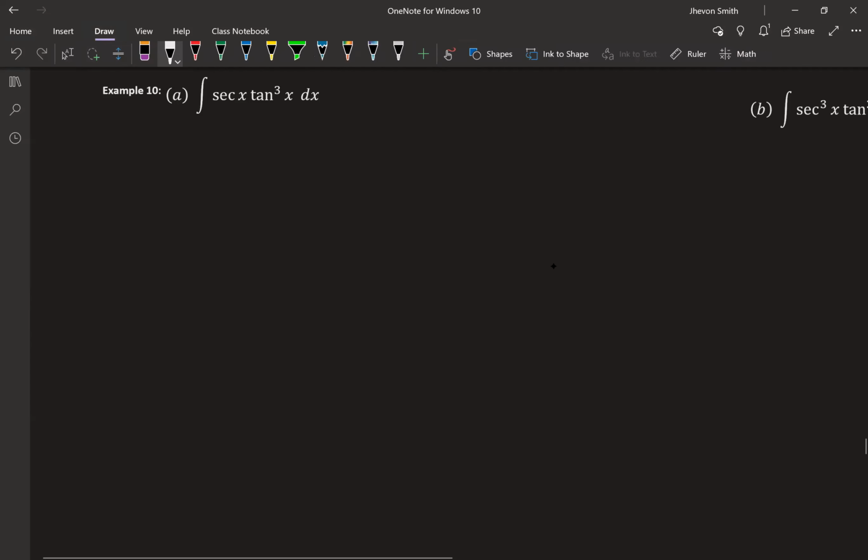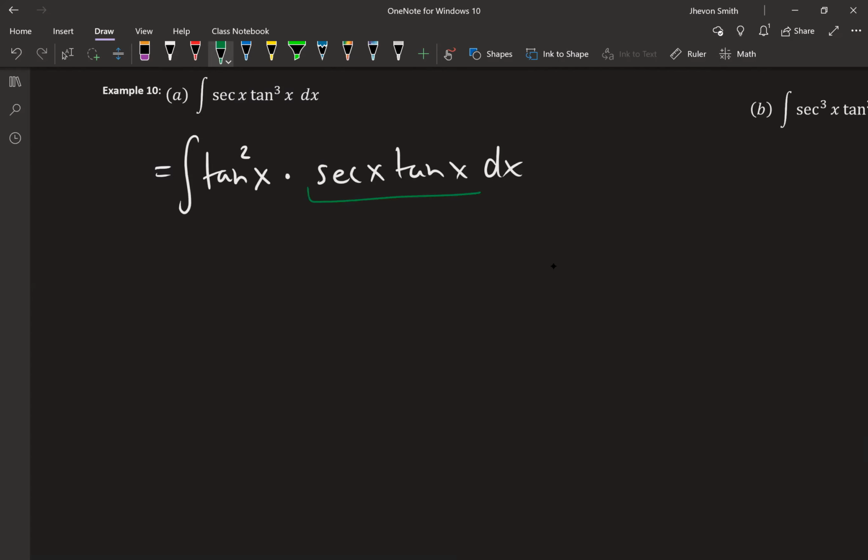So here's an example. The power of tangent is odd and there's a secant hanging around. What I would do here is save a factor of secant tangent. The only thing that would be left over at this point is tangent squared left over, and then there's going to be a secant tangent moved to the side. So we're saving this guy. Then what you're going to want to do is change all other tangents to secants using the Pythagorean identity. This is going to be secant squared minus 1.